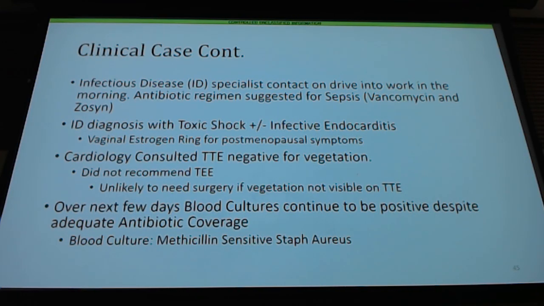But she also wasn't at risk of strep species because she didn't have any valvular disease, right? So she had a healthy valve. So we consulted cardiology. They came and saw her. They did a transthoracic echo, and they did not see a vegetation on the transthoracic echo. So they said, treat her like it's infective endocarditis.